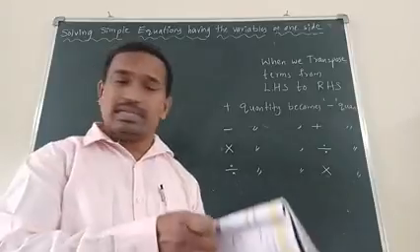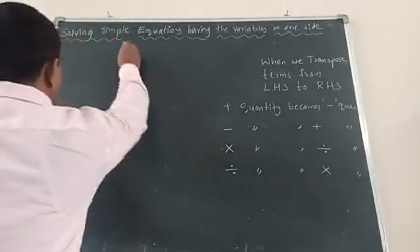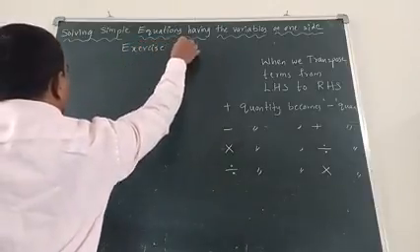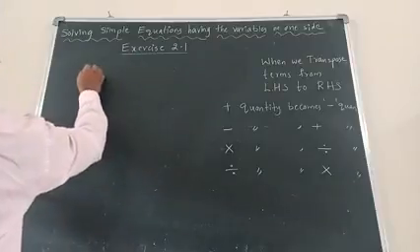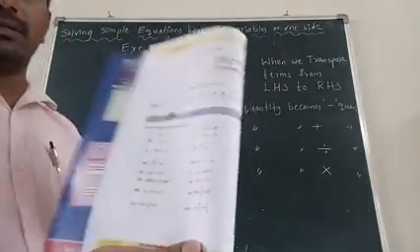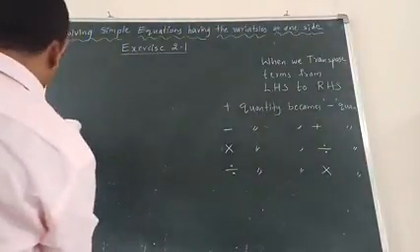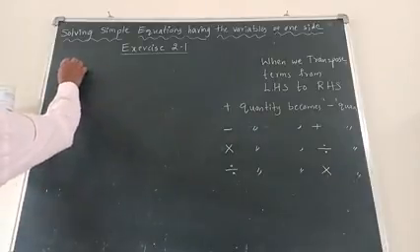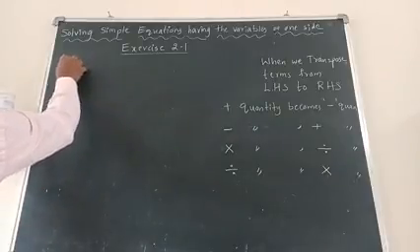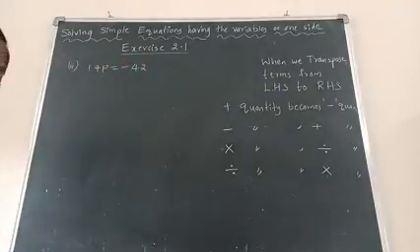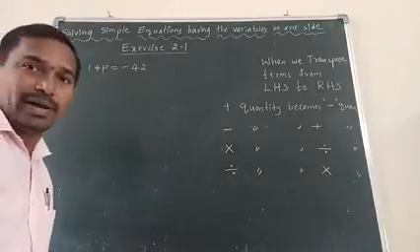So that is the first exercise, exercise 2.1. Solve the following simple equations. I will explain three or four problems. See, the second one: 14p equal to minus 42. 14p equal to minus 42.